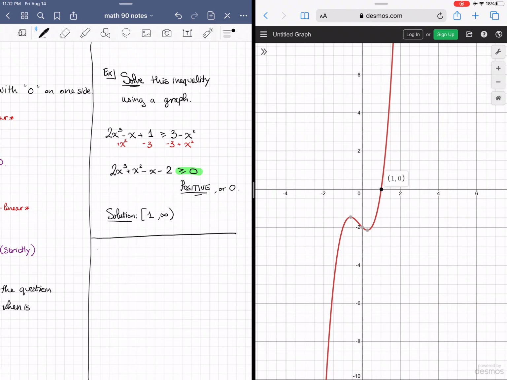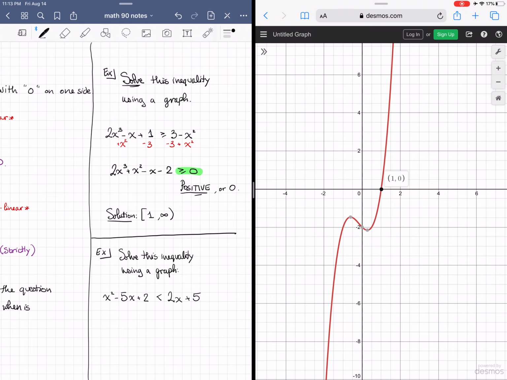Since we've got Desmos here, let's go ahead and pull up another example. So again, we'll solve this inequality using the graph. Okay, so solve this inequality using a graph. And so let's look at x squared minus 5x plus 2 is strictly less than 2x plus 5. Okay, so same thing.